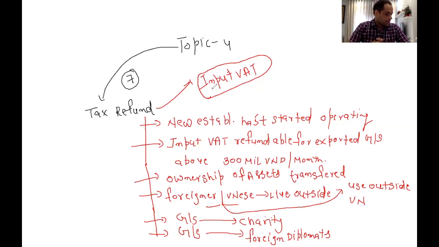So that's all about tax refunds. Now we move on to the last learning outcome, which is penalty.